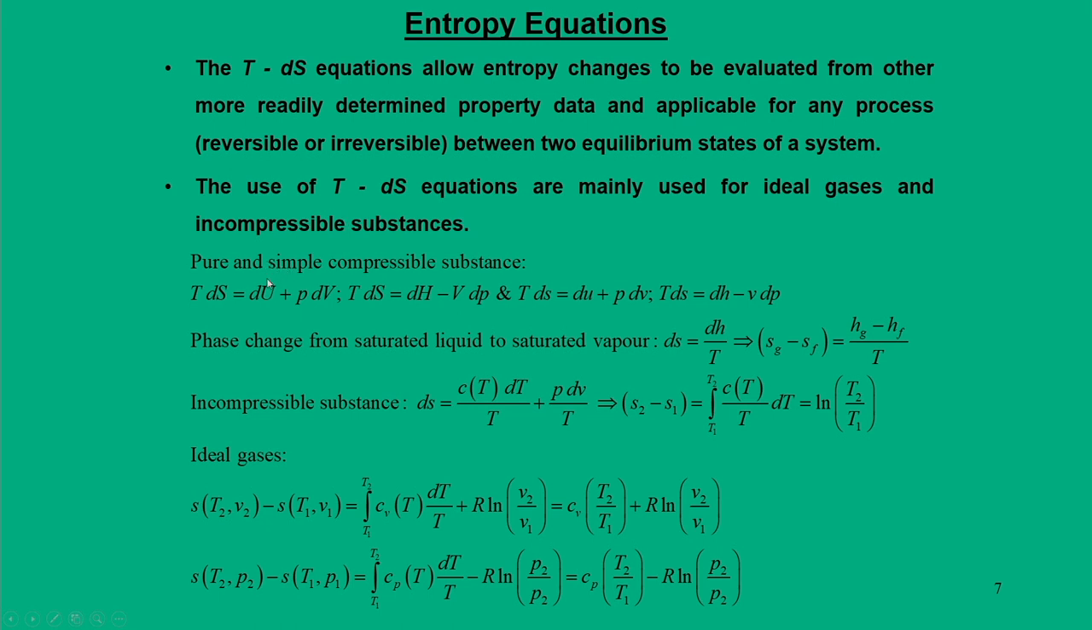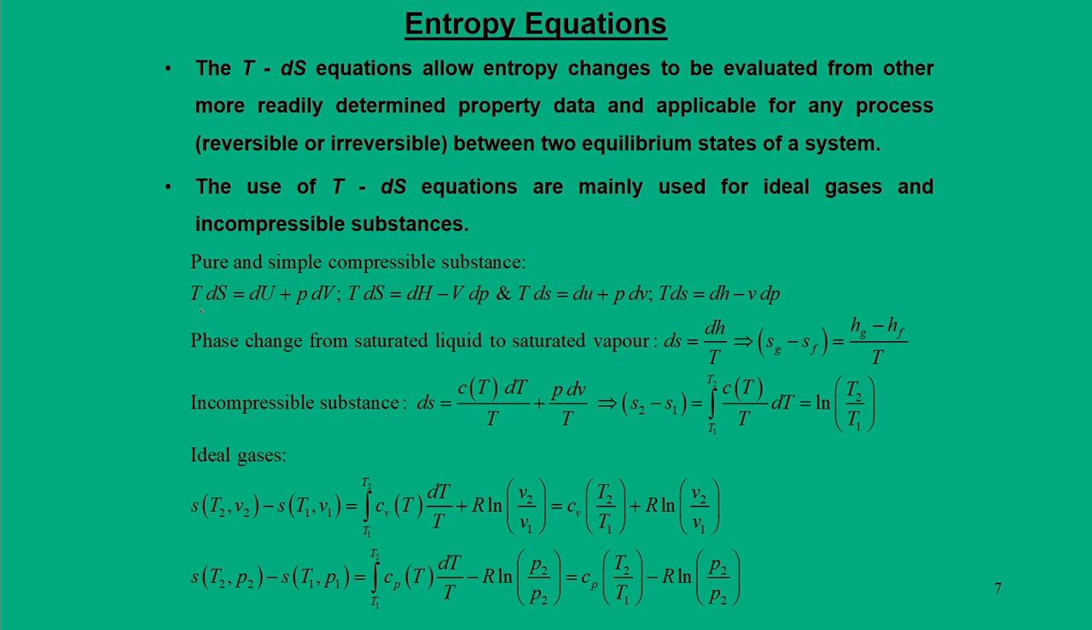So, let us talk about what this TdS equation is all about and how it is derived for various pure substances. Let us recall that for a pure simple compressible substance, we can write down the first law of thermodynamics, which involves Q, that is nothing but TdS in terms of entropy. We have du, that is the change in internal energy, and we have pdv, that is the flow work or work transfer. Similarly, if you write the internal energy as a function of enthalpy, then the first TdS equation is derived in the form TdS equals dh minus vdp.